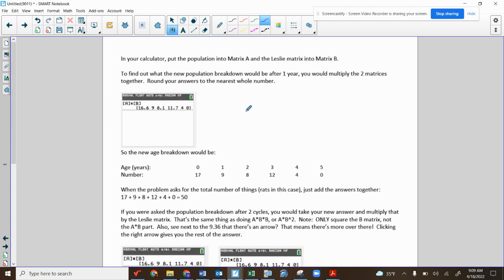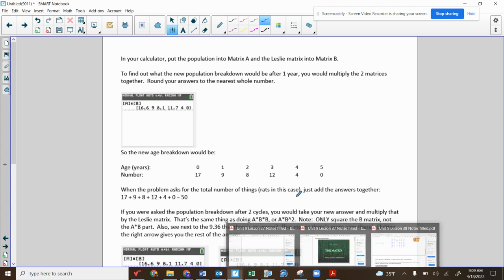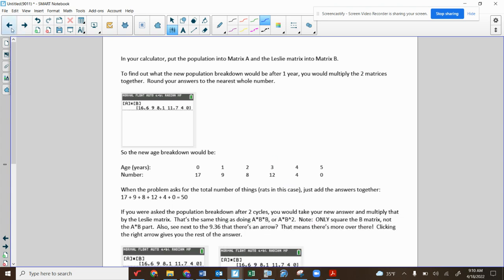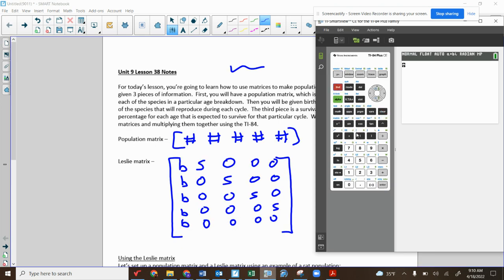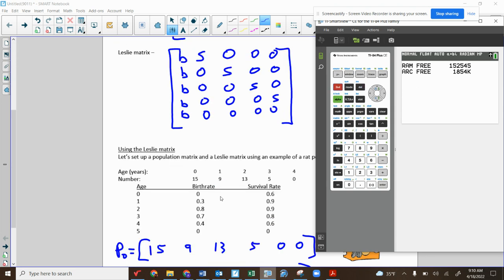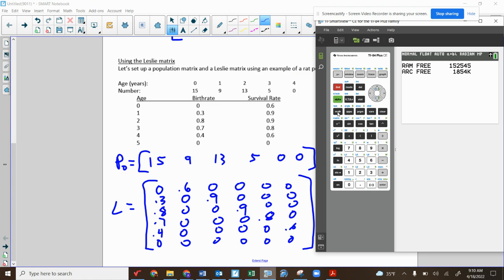All right, now we're going to take those and put them into the calculator. If you want to read this, you can pause and take a look at that, but I'm going to actually show it here. I'm going to go back to the previous page. All right. New matrices, clear them out. All right, population matrix. Okay, that is going to be a 1 by 6.